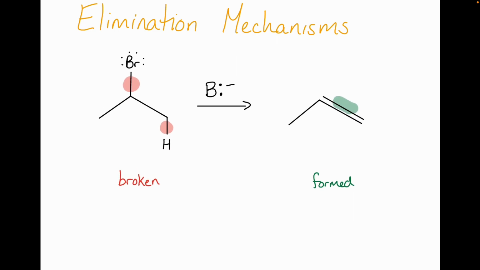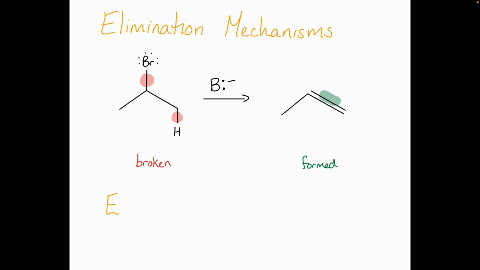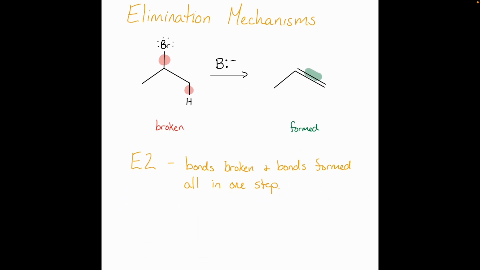Keeping this in mind, we have one mechanism which we call an E2 mechanism, which is analogous to our SN2 mechanisms, where bonds are broken and bonds formed all in one step. It's E2 because we're talking about elimination, not substitution.